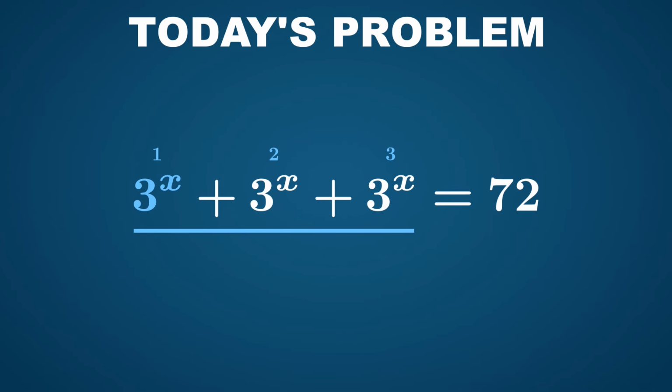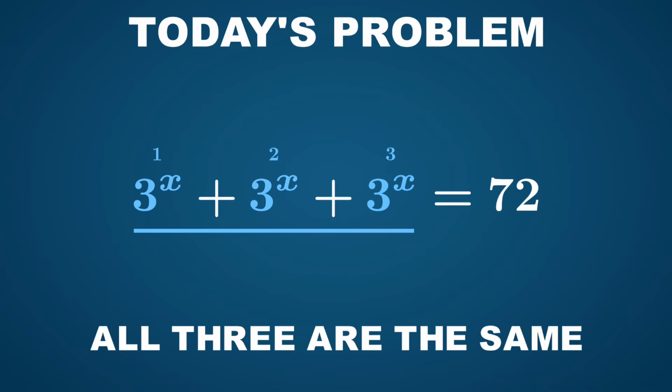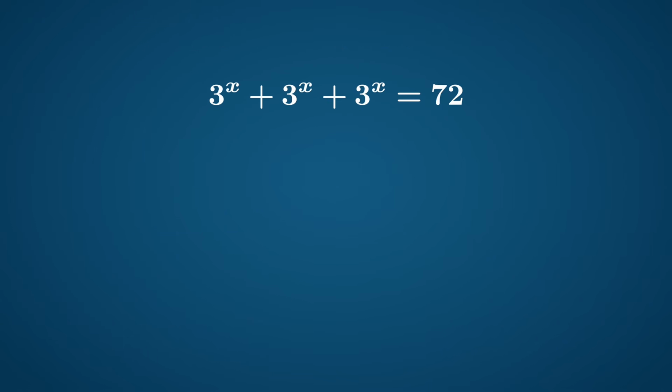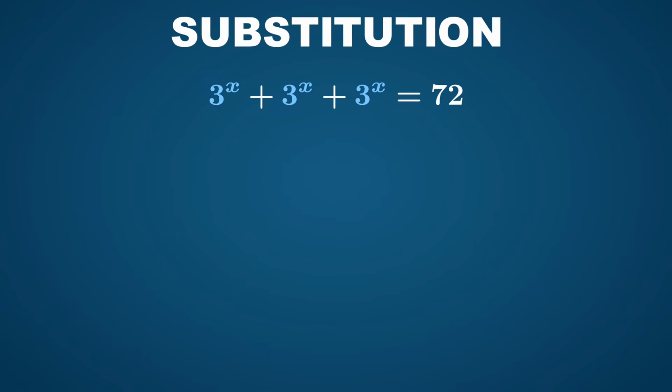The first term is 3 raised to the power x, the second term is also 3 raised to the power x, and the third term is 3 raised to the power x again. So all 3 terms are exactly the same expression. That repetition is something we can work with directly, so we will call that repeated expression t. In other words, t is defined as 3 to the power x.